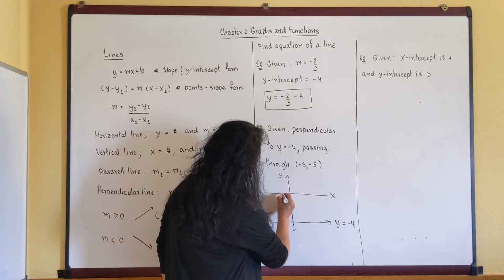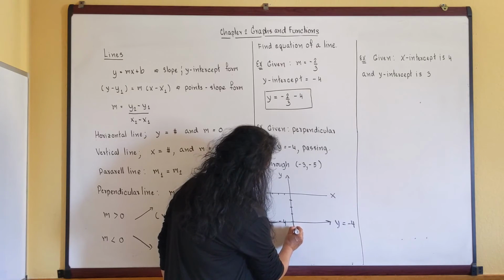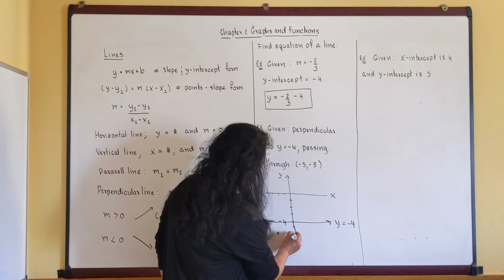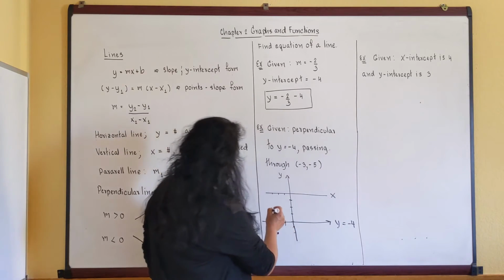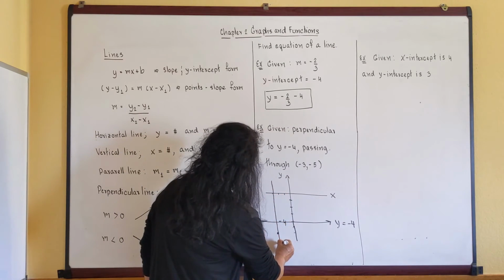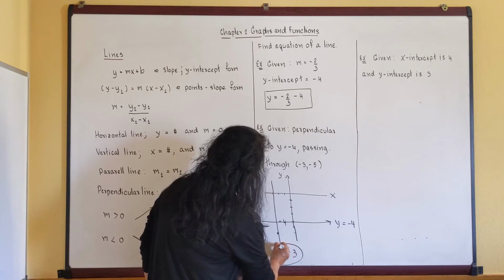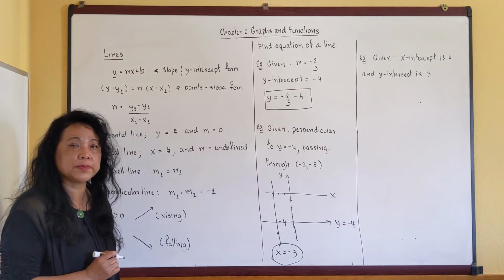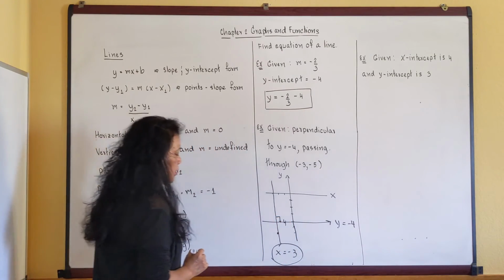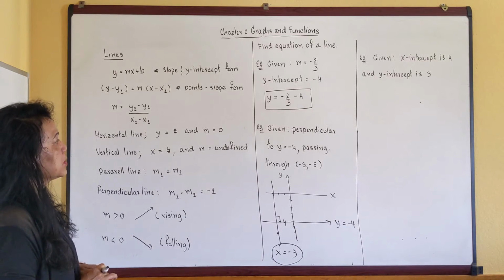So 1, 2, 3, this is negative 3. Negative 5 is somewhere here. Since it's perpendicular, you're going to have a vertical line: x equals negative 3. That's the equation of the line they're looking for, because it has to be perpendicular to this one and go through this point. So it's going to be x equals negative 3. Okay, let's look at the next one.